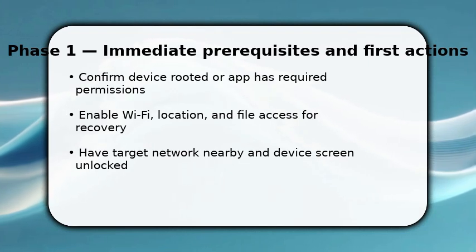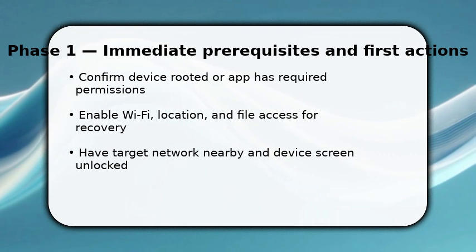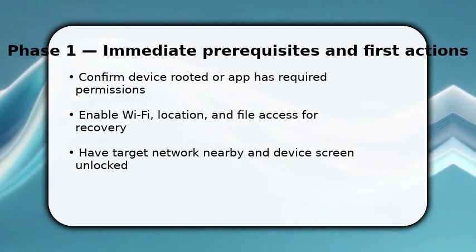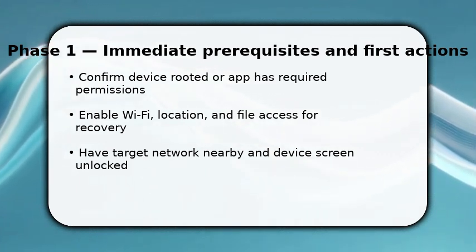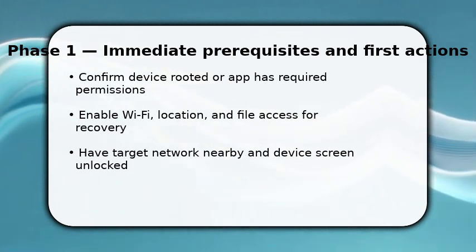Enjoy the video. You begin by confirming permissions and environment. Make sure the device is rooted if the app requires it, or that you granted all runtime permissions. Open the Recovery app and choose the target network from the scan list. This is the first actionable step.